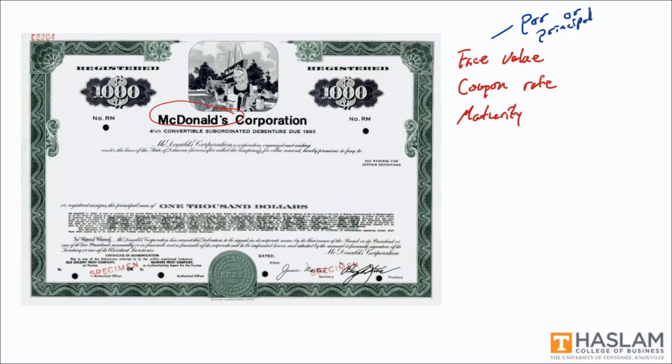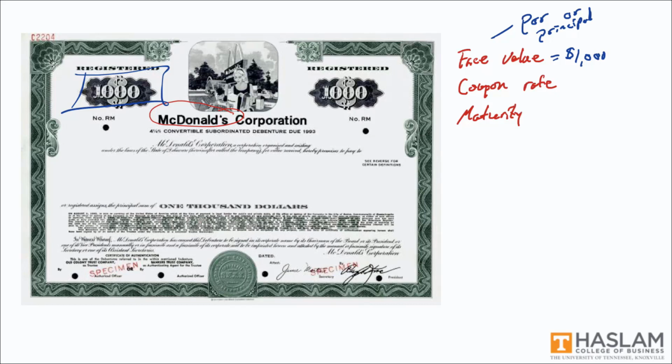So the face value here is this number. It's $1,000, and this is typical for bonds. Bonds are often denominated in $1,000 chunks. Now, this does not mean McDonald's is only borrowing $1,000. It simply means that each individual bond is worth $1,000.